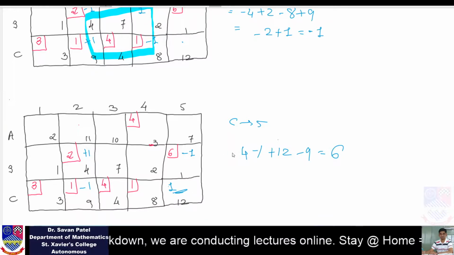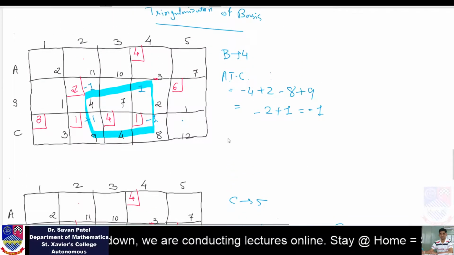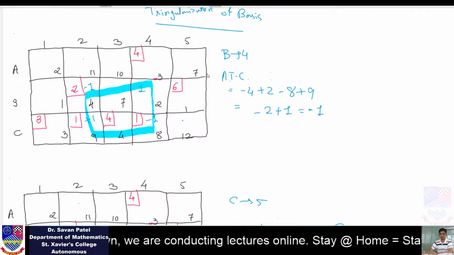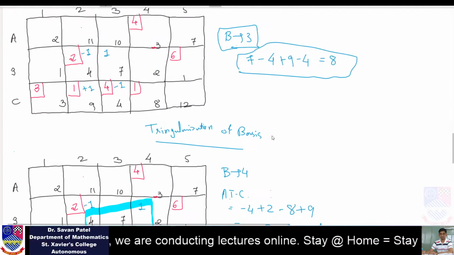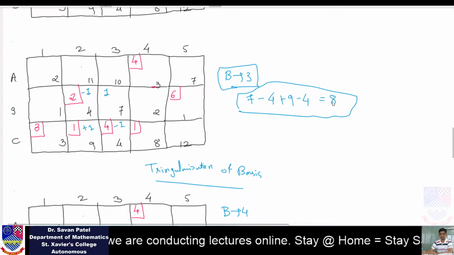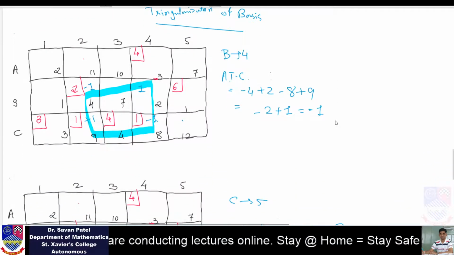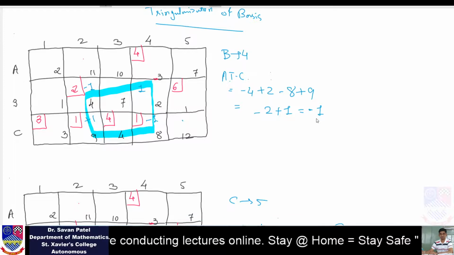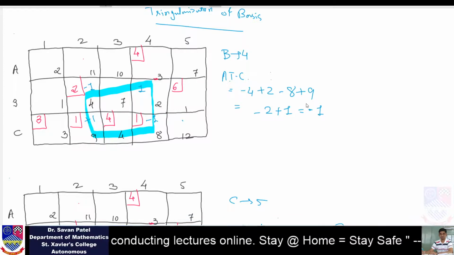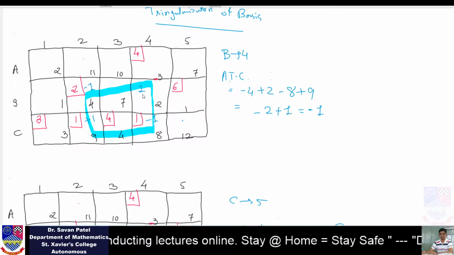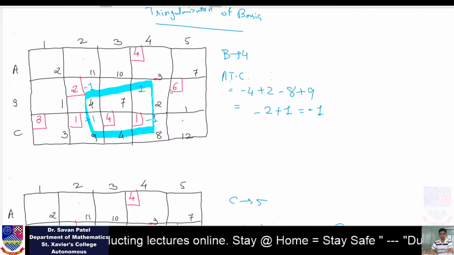So the only good situation is to transport from B to 4. If we have multiple negative answers, say minus 8 here and minus 10 there, then we go for the most negative. Here I have only one, so I am choosing that one, and I will transport the maximum possible quantity from B to 4.